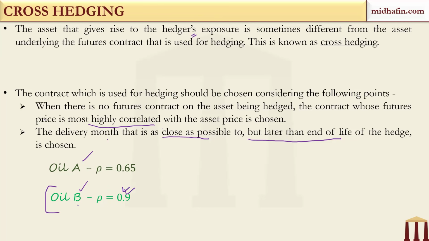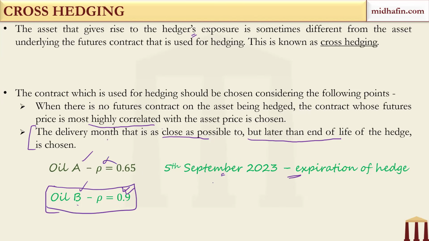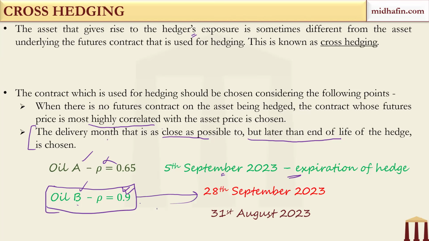Let's discuss the next point, delivery month. Now, if I tell you that this is the expiration of the hedge, the jet oil company needs jet oil on or just before 5th of September, maybe 4th or 5th. There are two contracts available. You have chosen oil B, that is clear. Even in oil B, there are two contracts available. One has an expiration of 28th September. The other has an expiration of 31st of August 2023. Which one will you choose? September contract or August contract? Which one is closest?